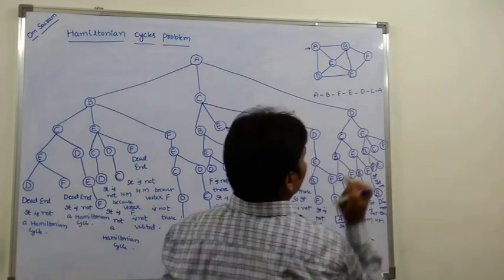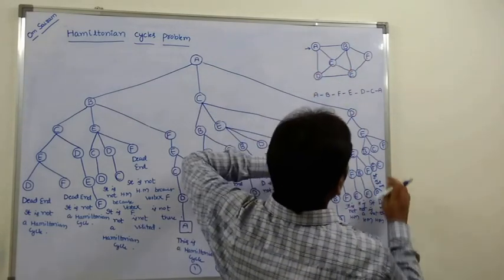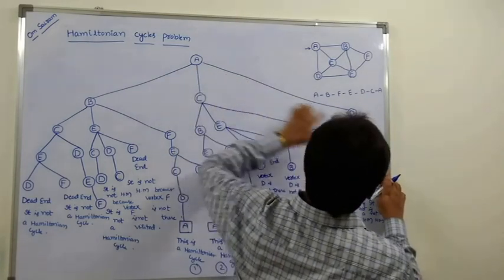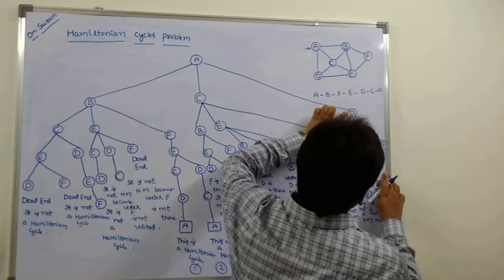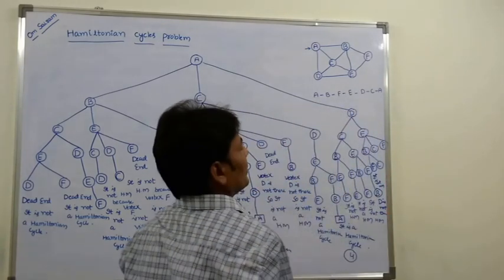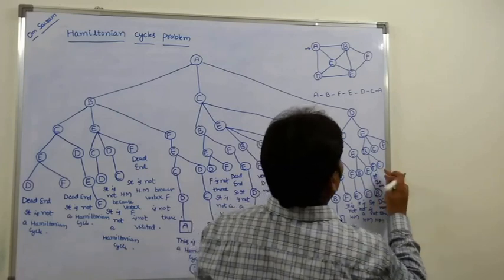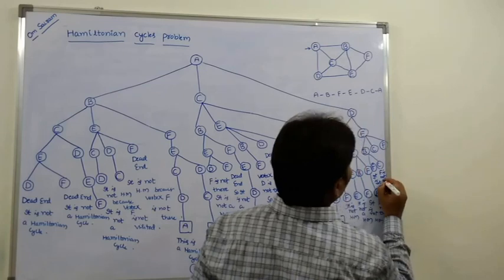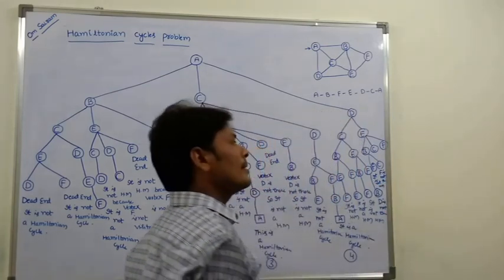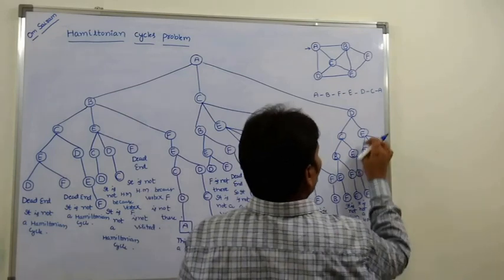Next, consider vertex C. What are the adjacent nodes for C? A, B, E, D. So A is already completed, B is already completed, E is already completed, D is already completed. So all are completed, but F is not there. So it is not a Hamiltonian cycle. Now consider backtrack to B, backtrack to E.